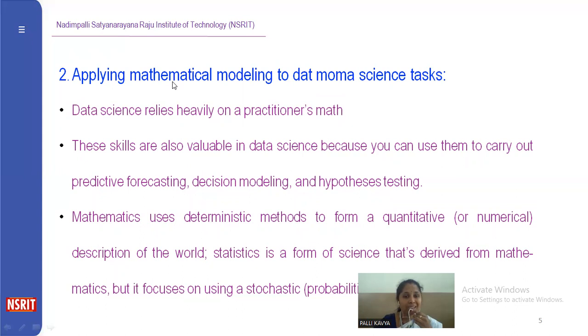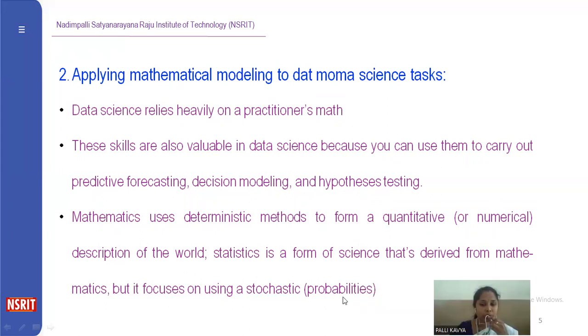So we need a mathematical model, and some mathematics use deterministic methods to form quantitative descriptions. Quantitative is nothing but a measurable description. Statistics is a form of science derived from mathematics but mainly focused on probability. Probability is nothing but the chances of something happening. If we see an organization's problems, we have to analyze them and give the solution by using mathematical methods.